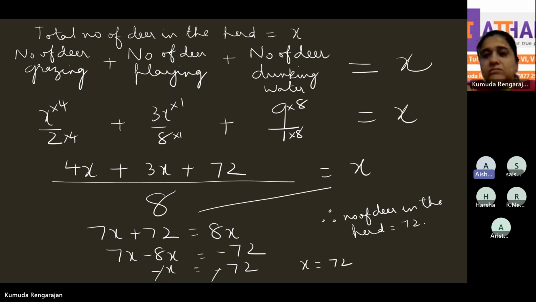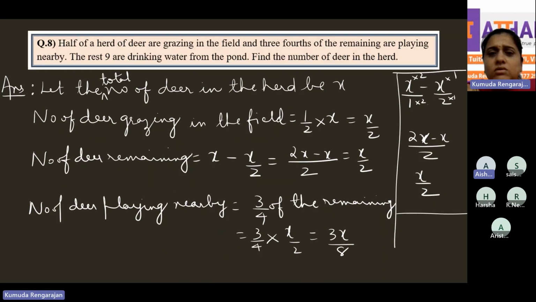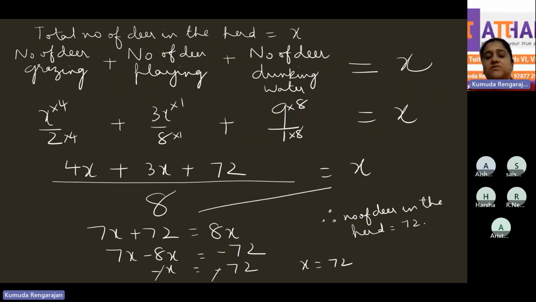From over here, it's not required to write the number of deer remaining and the number of deer drinking water from the pond, right? No. The question is to find the number of deer in the herd. That's all. So you don't have to find them separately. We can do that to check if our answer is right. So we'll check that.